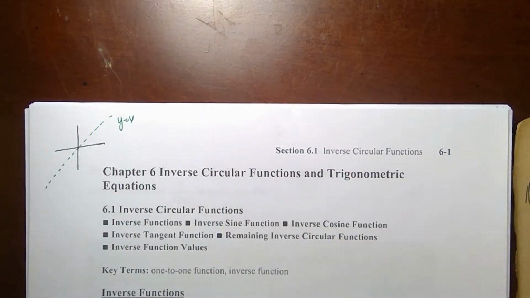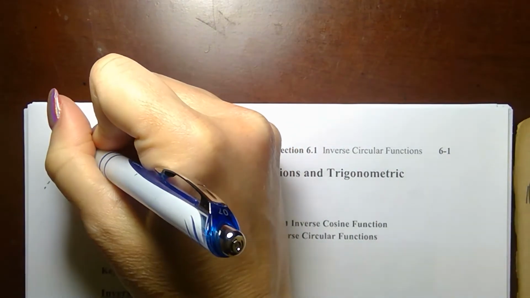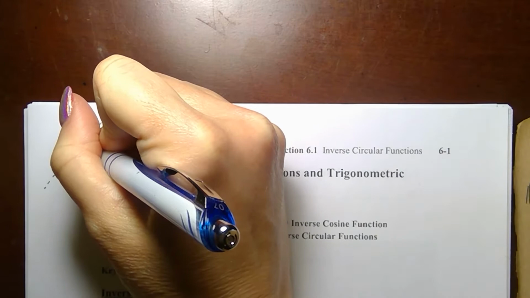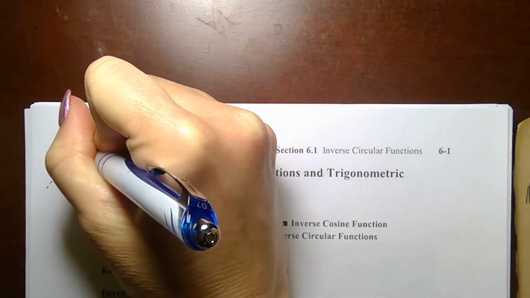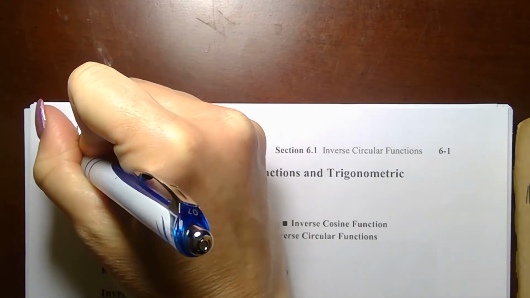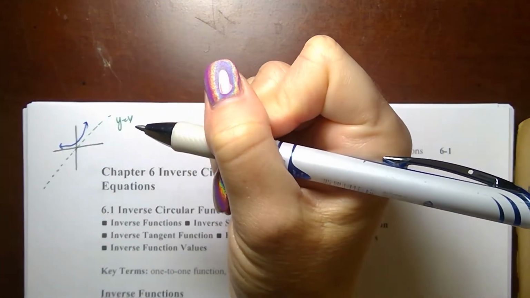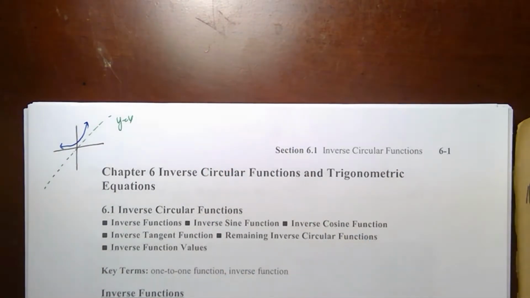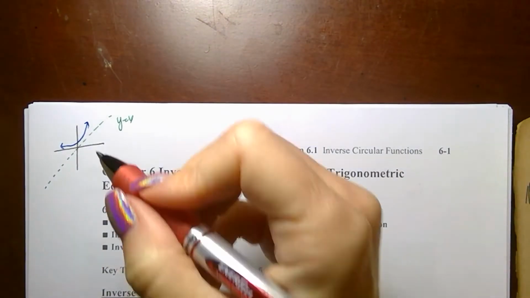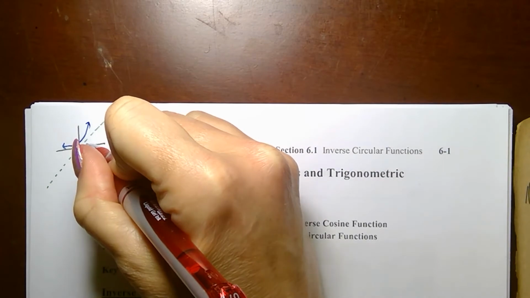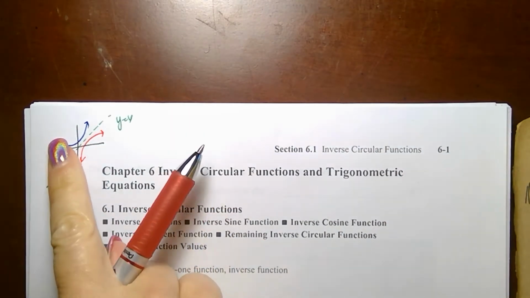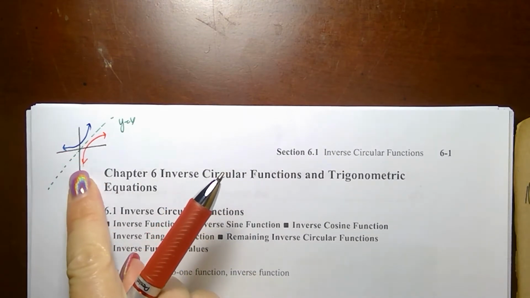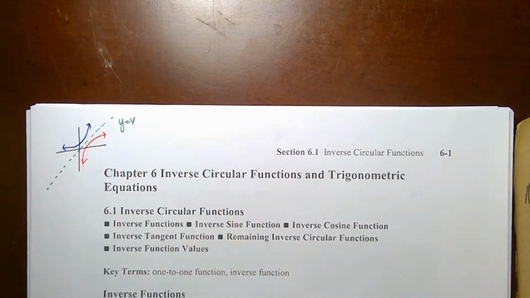If I have a function and its inverse, say the original function is an exponential function and it looks like this. Well, the inverse of that exponential function is going to be a logarithmic function that reflects across that line y equals x. And so it looks like this. These two functions are inverse functions.